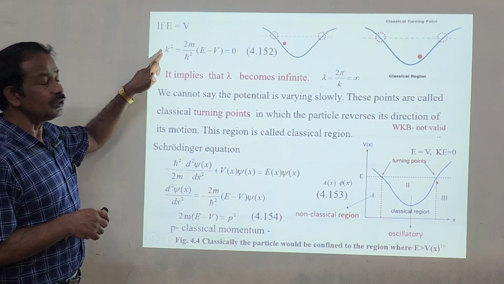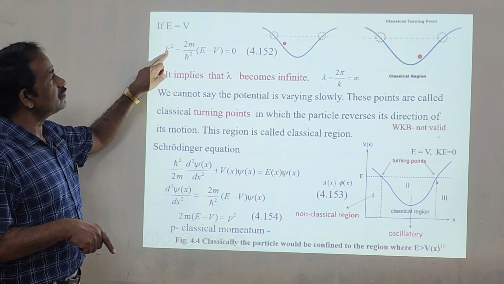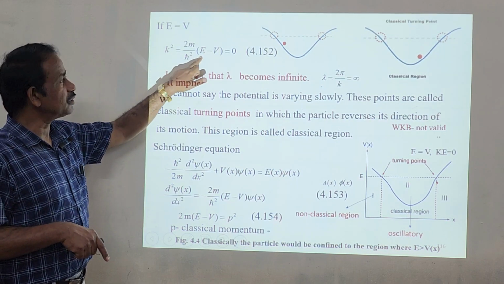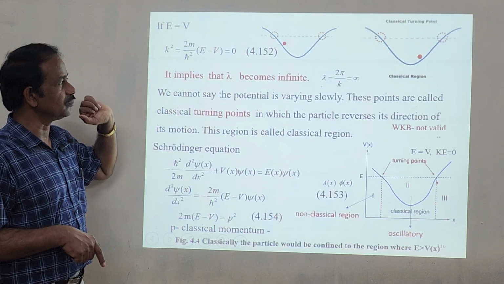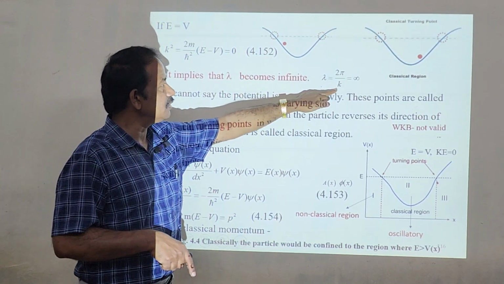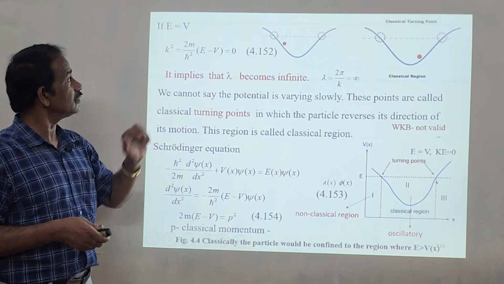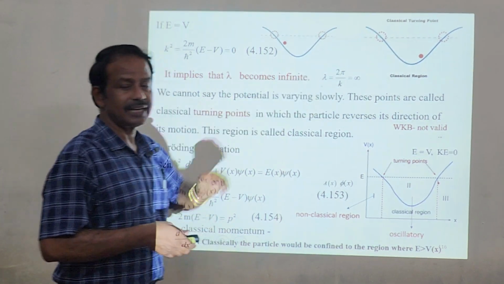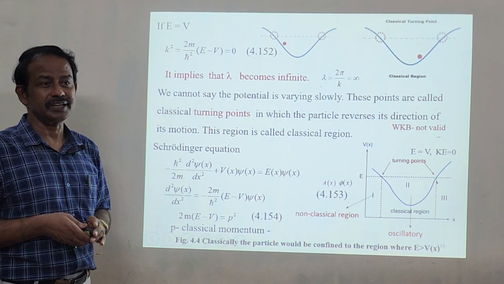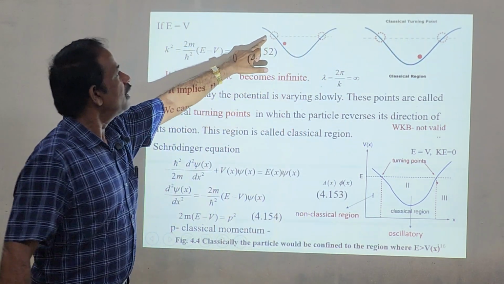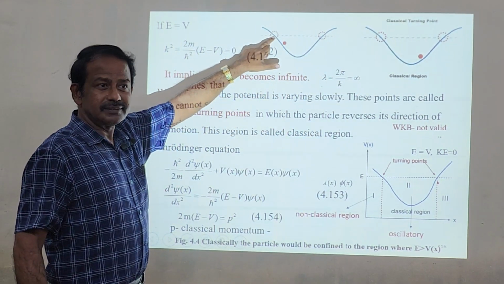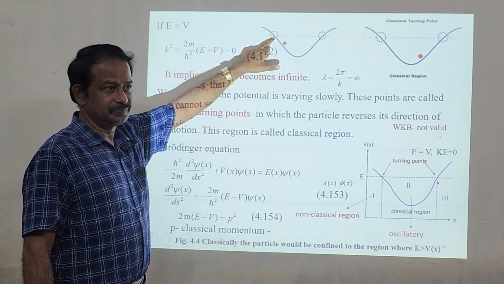If it is so, in quantum mechanics k squared equals, we know already, 2m by h bar squared times (E minus V). So this term must be equal to 0. Correct? If k equals 0, what would your lambda be? Lambda becomes infinite. So exactly at this point, E is exactly equivalent to V.